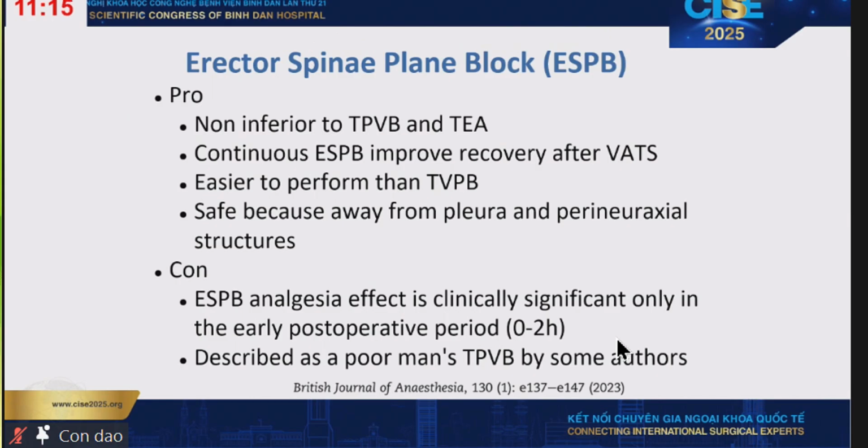Continuous erector spinae plane block has been shown to provide analgesia and similar opioid consumption compared to the paravertebral blocks and thoracic epidural analgesia. Continuous erector spinae plane block improves postoperative recovery after VATS. The erector spinae plane block is easier to perform, has a lower failure rate, and it's considered safe given the distance from neural and pleural structures.